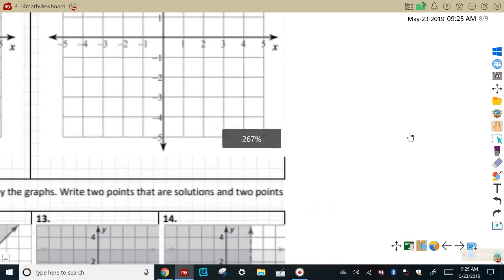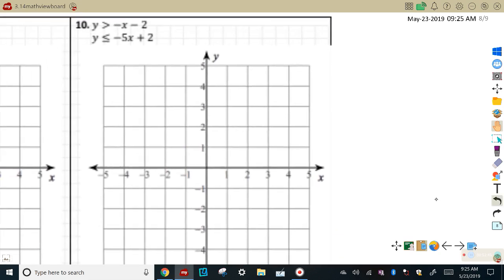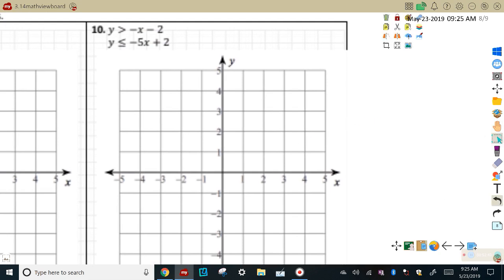Let's zoom in on this. And then let me lock this so I don't, if I need to erase it. Lock. Let's make sure. Okay, cool. So let's do this one here. So you should have it on your paper in front of you. Let's do this one in purple.